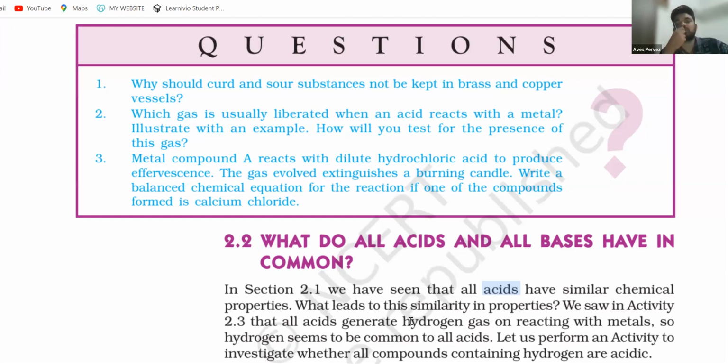Which gas is produced first? Hydrogen gas. Hydrogen gas is produced, and how will you test it?